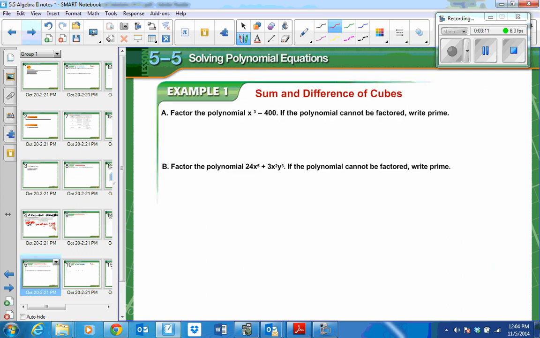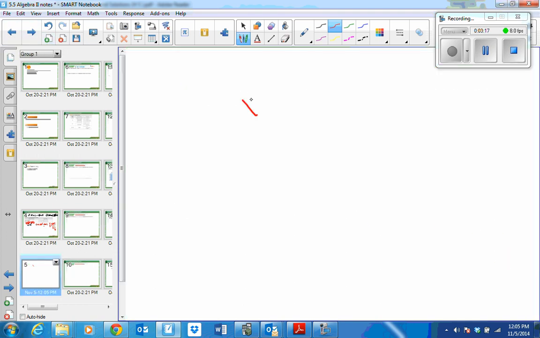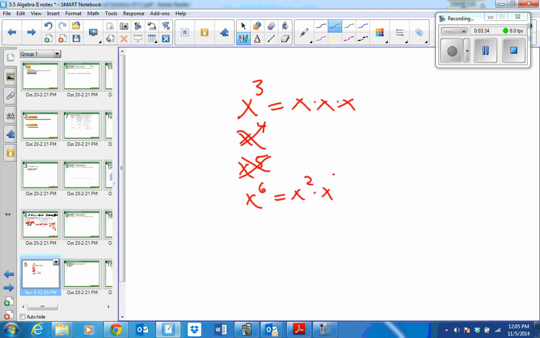So you always have to ask yourself, do I have a perfect cube? And how do you know if you have a perfect cube? If I have x to the third, that's a perfect cube because it's x times x times x. If I have x to the fourth, there's no good way that I can write that as a perfect cube, so that's not one. If I have x to the fifth, same thing. We can't write that as a perfect cube, but if I have x to the sixth, well, that's going to be x squared times x squared times x squared.